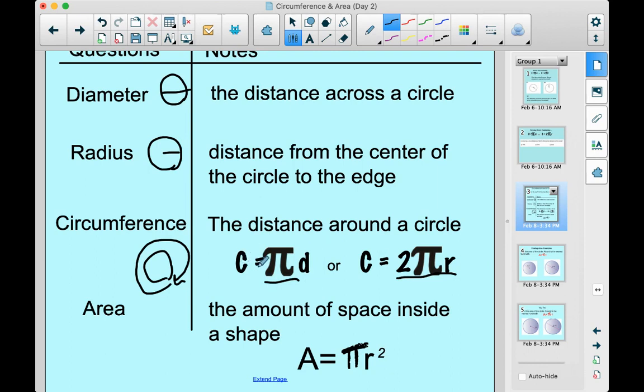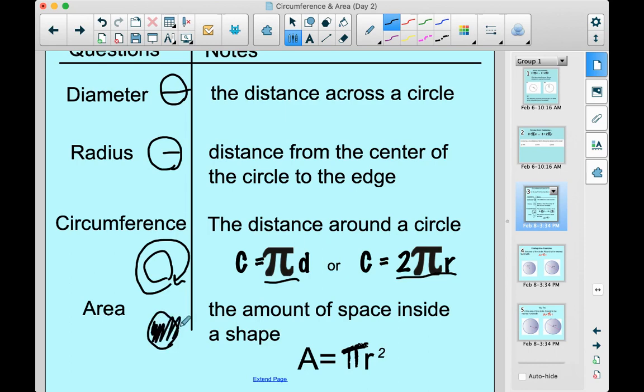Remember what this relationship comes from. So this relationship comes from anytime you have a circle, if you take the distance around the circle and divide it by the distance across, you get this magic number pi, right here. And that is what the Greeks discovered a long time ago. Now the area is the amount of space inside a circle.